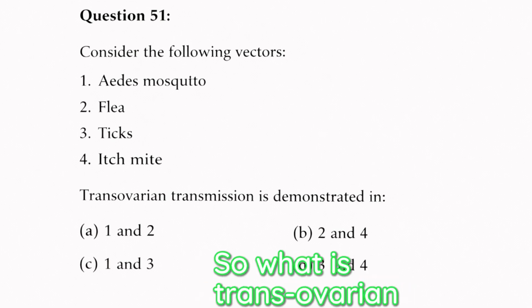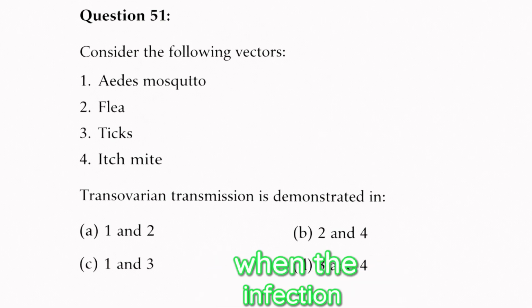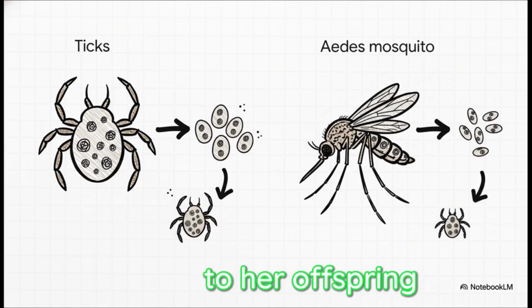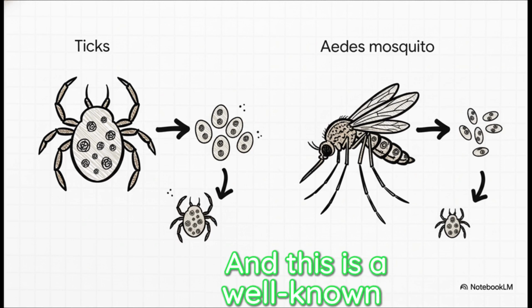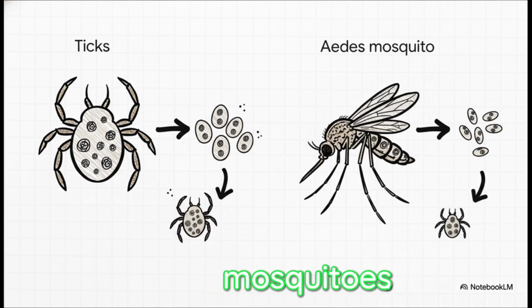So what is trans-ovarian transmission? It's basically when the infection is passed down from the mother to her offspring through the eggs. It's like a vertical transmission, but for vectors. And this is a well-known phenomenon in ticks and certain Aedes mosquitoes.